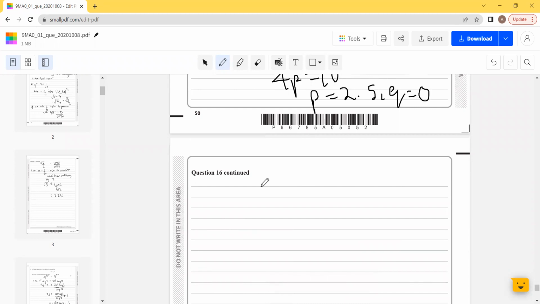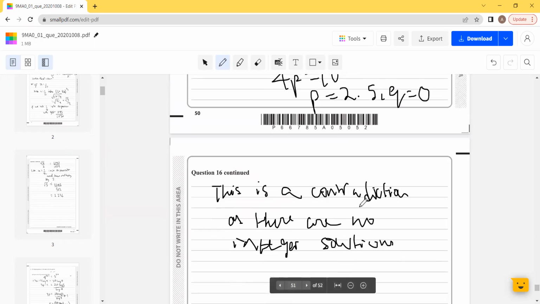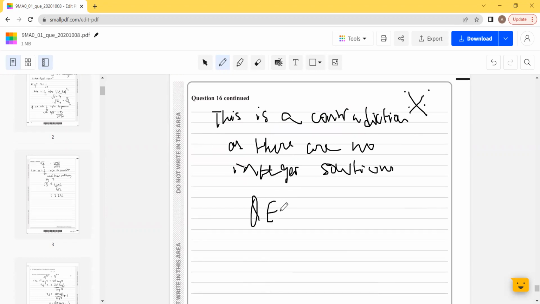So we can say this is a contradiction, as there are no integer solutions. And we've proved it. This is also something you could show: this symbol means contradiction. So QED, we've proved it.